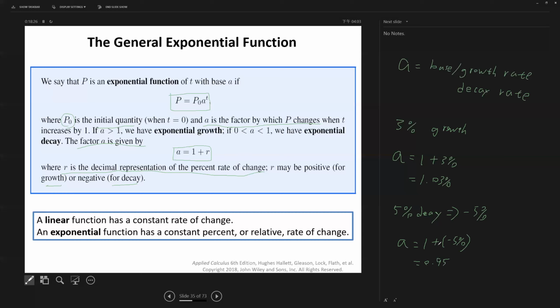So to sum it up, if A is greater than 1, then we have growth. If A is between 0 and 1, then we have decay. Okay? What about if A is 1? Then we have constant, right? Nothing changes.